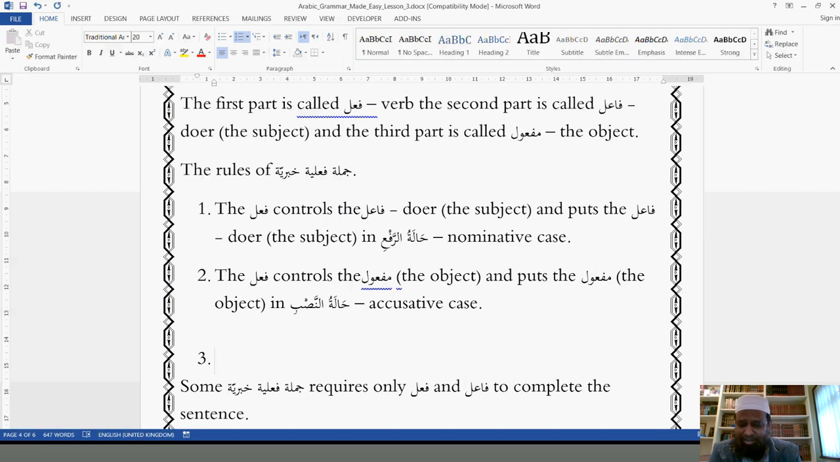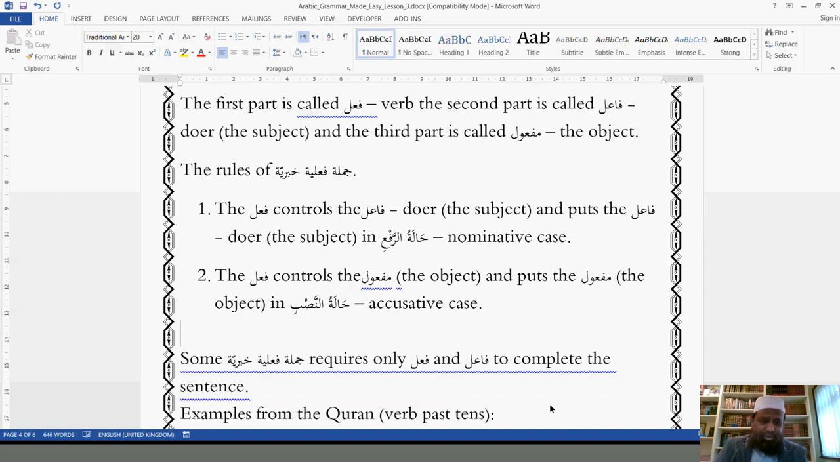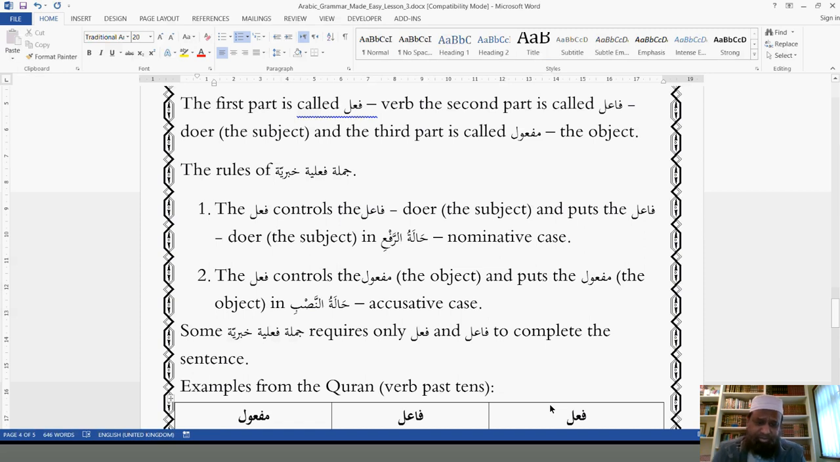Means if the fa'il is masculine, the fi'l will be masculine. If the fa'il is feminine, the fi'l will be feminine. The reason I didn't put that here, we're not going to have the feminine example at the moment. We'll just look at the masculine example. Yeah? So we'll not add this here now. We'll add this rule later on. Just remember these two rules.